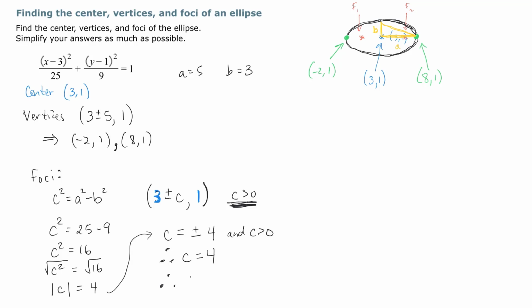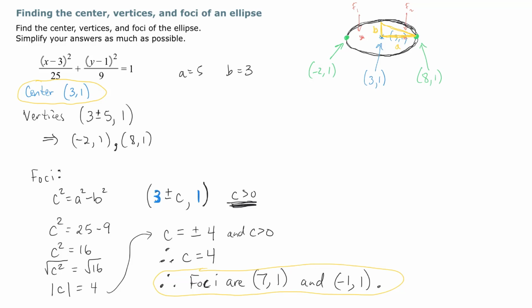Therefore, the foci are (7, 1) and (-1, 1). There you go. I'm going to circle all our final answers. The center, that's what it asks for. We also need the vertices. The vertices here are the vertices of the major axis. If it doesn't specify the axis, it's implied that you're finding the vertices of the major axis.